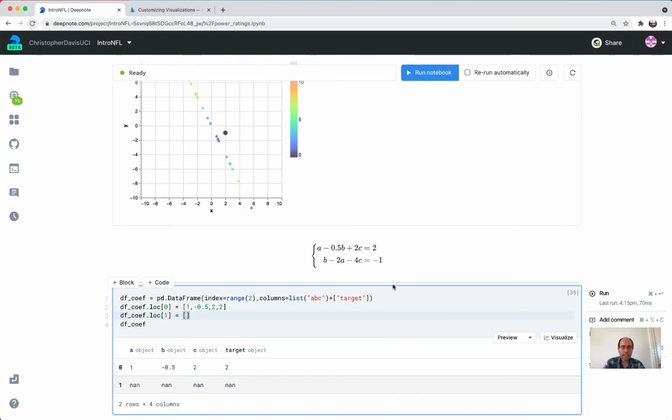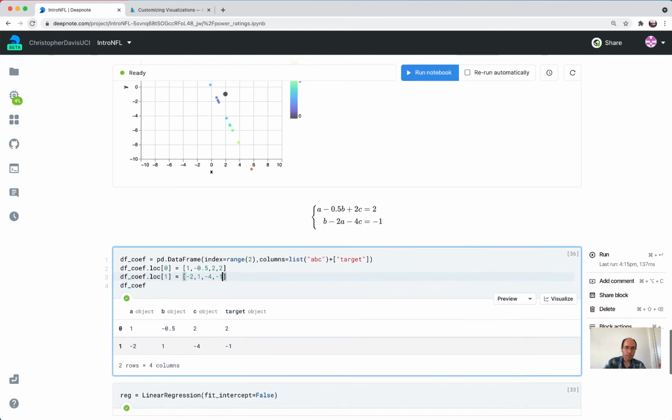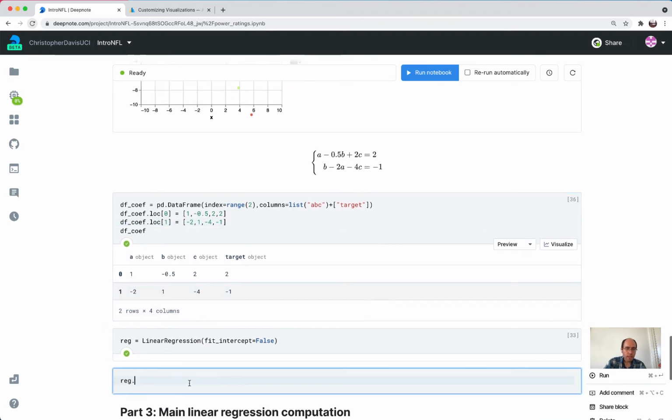And so I wrote these in a different order just to sort of confuse you so you couldn't see that one was a multiple of the other. So we do -2 for the A coefficient, 1 for the B coefficient, -4 for the C coefficient, and -1 for the target. Okay, good.